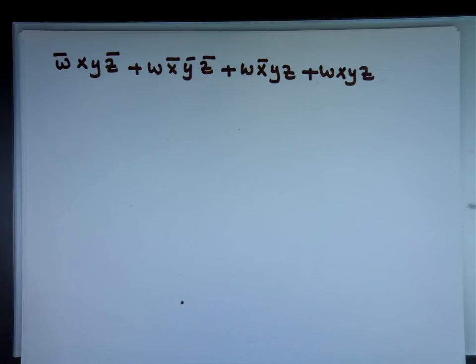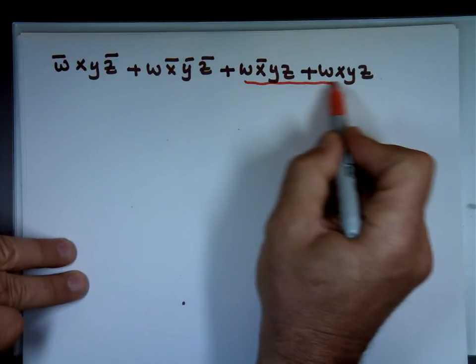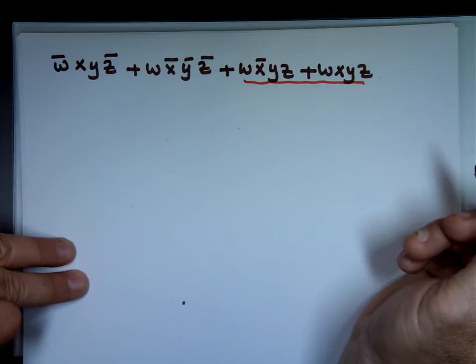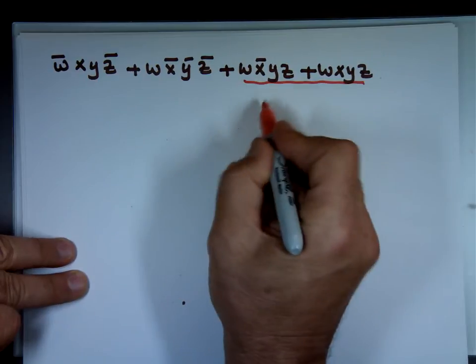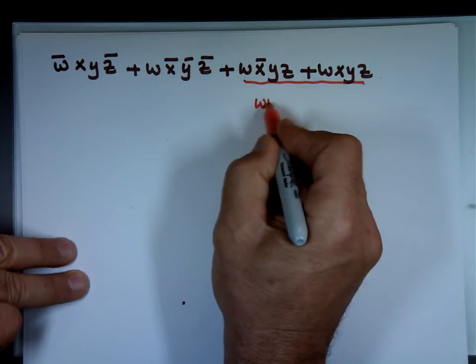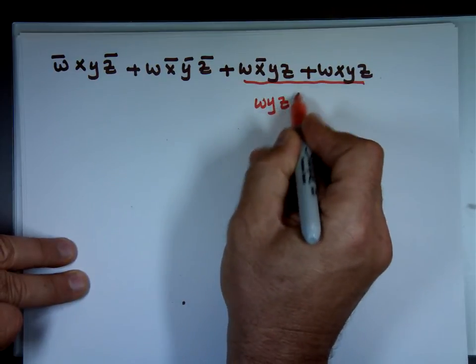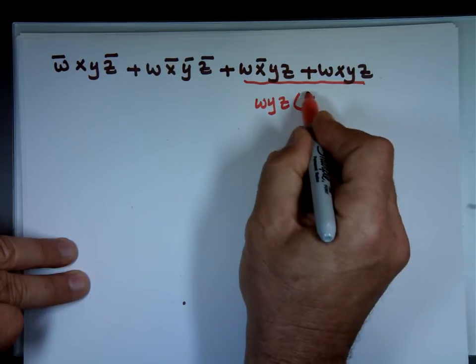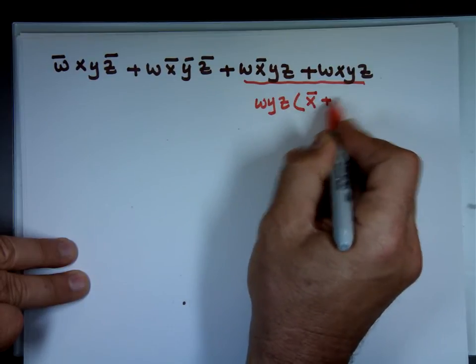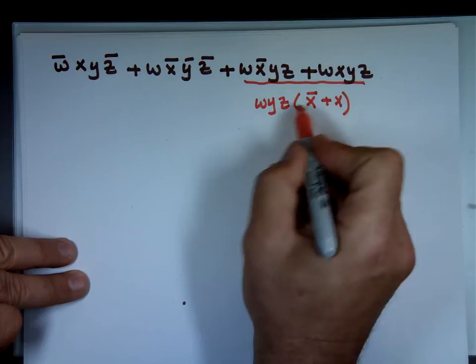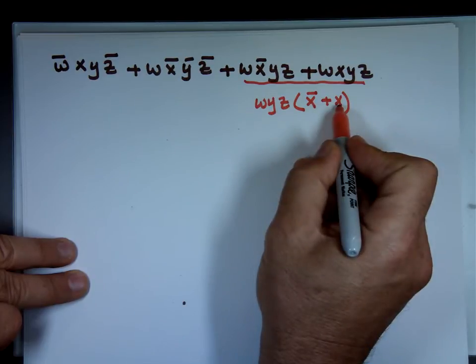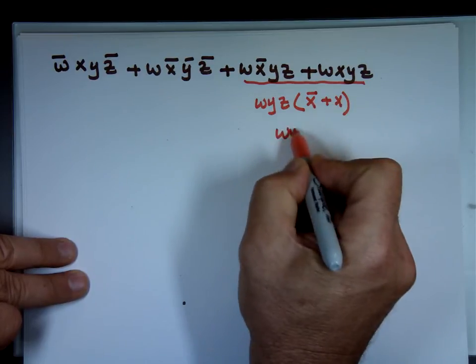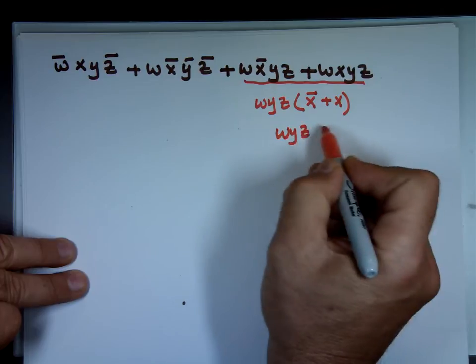Okay, let's look at the last two. I see something quickly in the last two. Look at these two. What do you notice in them? W, X bar, and W, X. So I can factor out W, Y, Z. What's left if I do that? X bar plus X. What's X bar plus X? 1. WYZ times 1 is WYZ.